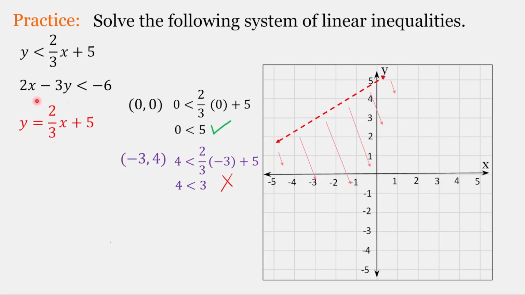Now let's repeat this process for the second inequality. It's currently written in standard form. I went ahead and converted the boundary line to slope-intercept. And then from here we can see our two boundary lines have the same slope, 2/3, but a different y-intercept. So without even graphing the second boundary line, we can see that the lines will be parallel. But again, graphing this boundary line.